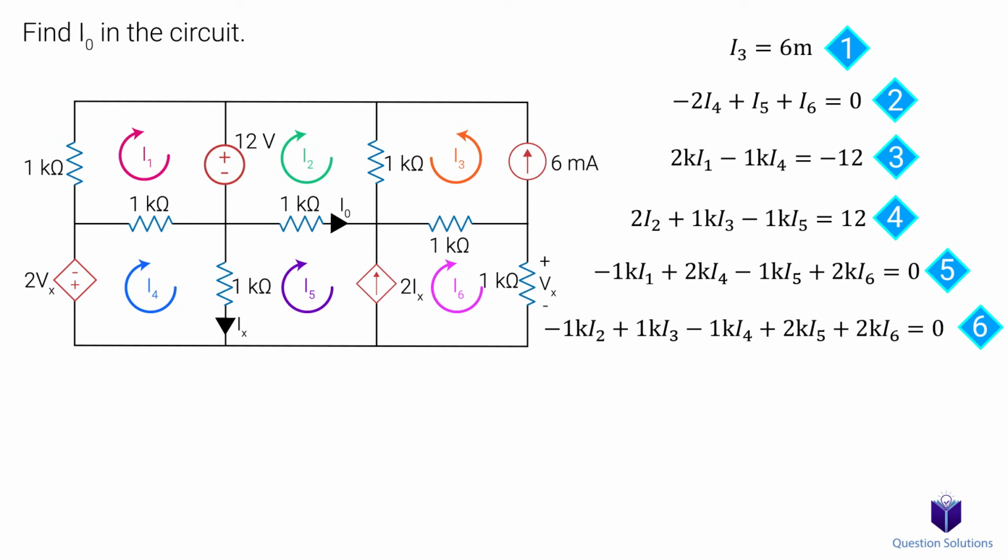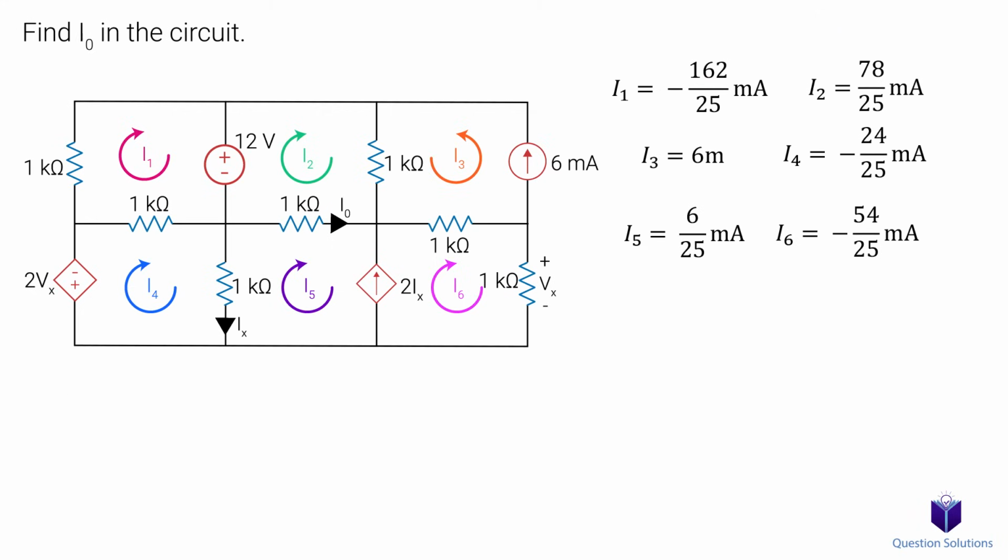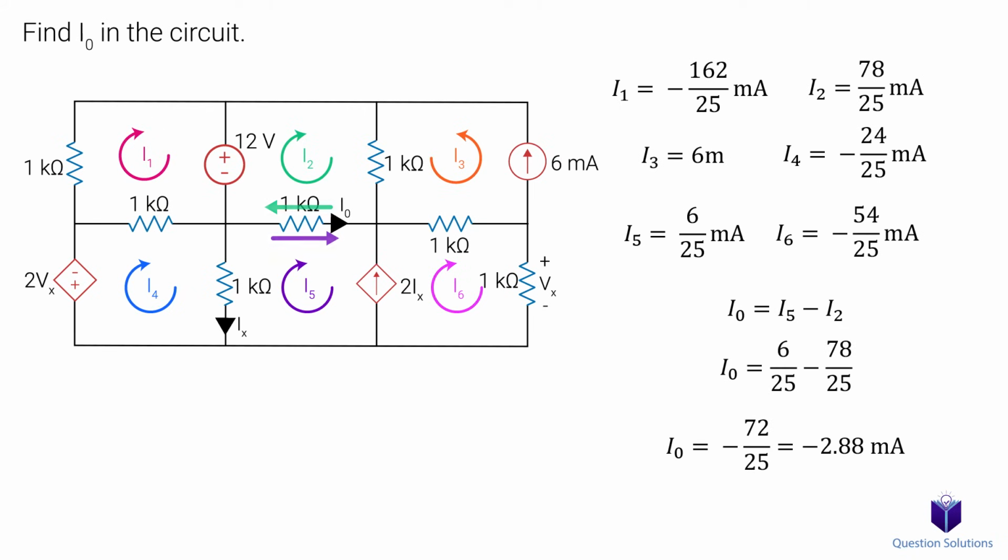Now we can solve these equations. As usual, if you want to see how they were solved, please check the description. We got some negative values, so those mesh currents go in the opposite direction to our assumption. To figure out I0, notice that's the current in this branch. I0 is shown to go from left to right, so it will be equal to I5 minus I2, since I5 goes in the same direction while I2 opposes it. And that's our answer.